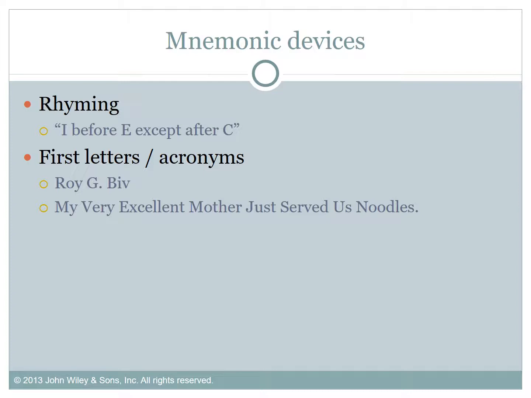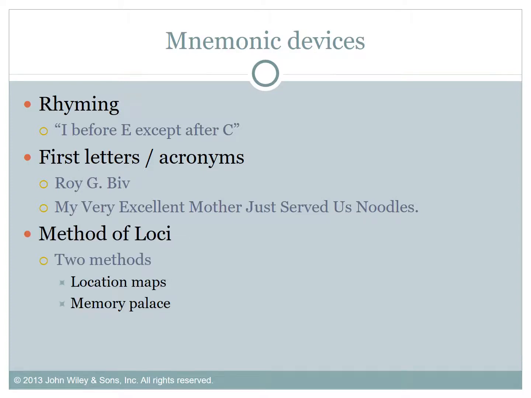And it's simply taking the first letter of each of those sequences and applying them to the words that you're looking for. These mnemonic devices can actually be really helpful when you're looking to memorize information. The most difficult of the mnemonic devices that I'm going to go over today is actually the method of loci, and there are two methods.